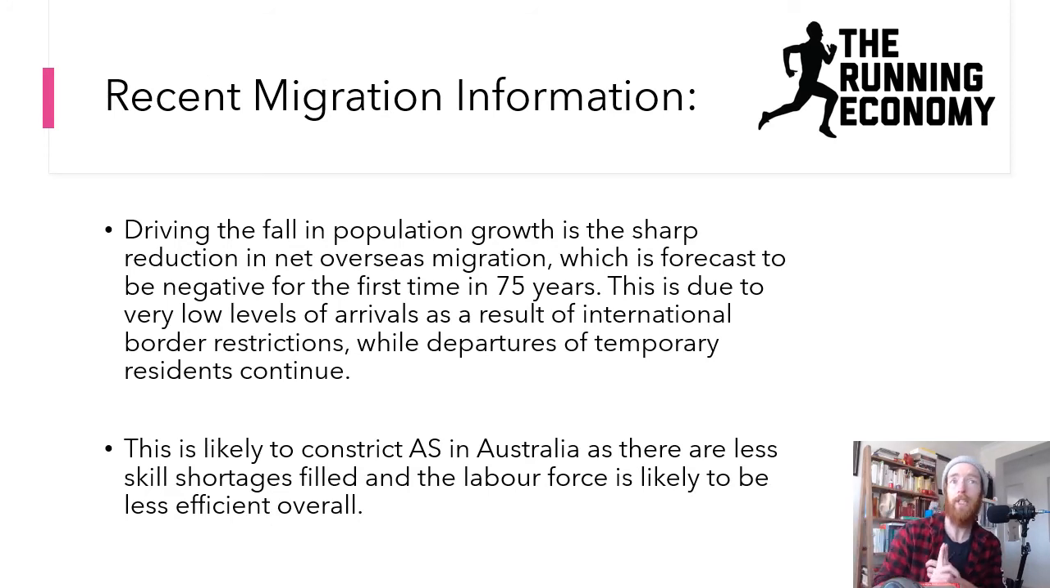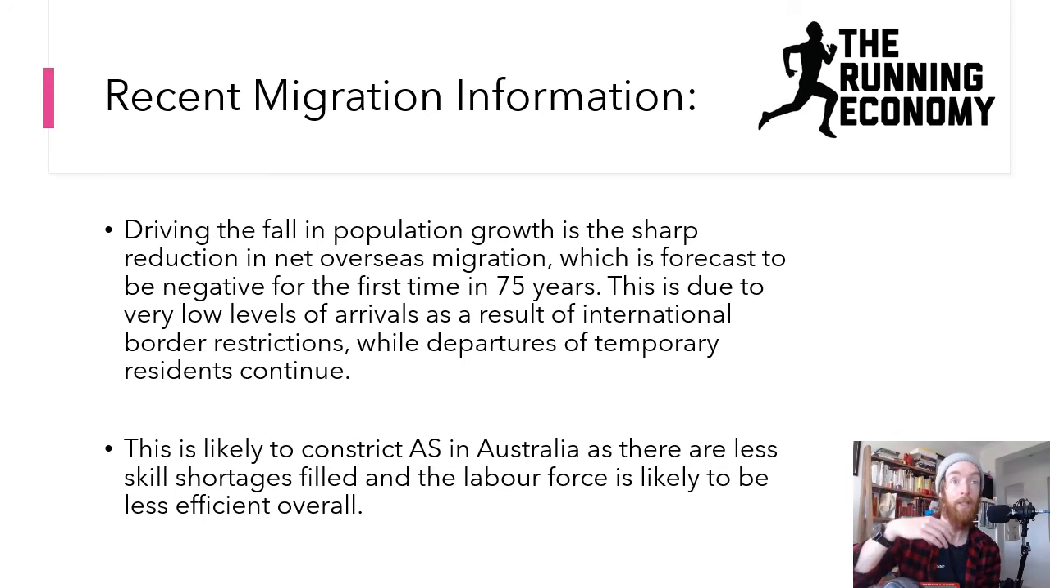So recent migration data information. So driving the fall in population growth is a sharp reduction in net overseas migration. So last year or so, because of COVID, we have had next to zero migration into Australia. We've mainly had people leaving Australia. We've actually had a drop in our population. So this is forecast to be negative for the first time in 75 years due to the very low level of arrivals as a result of international border restrictions, while departures of temporary residents continue.